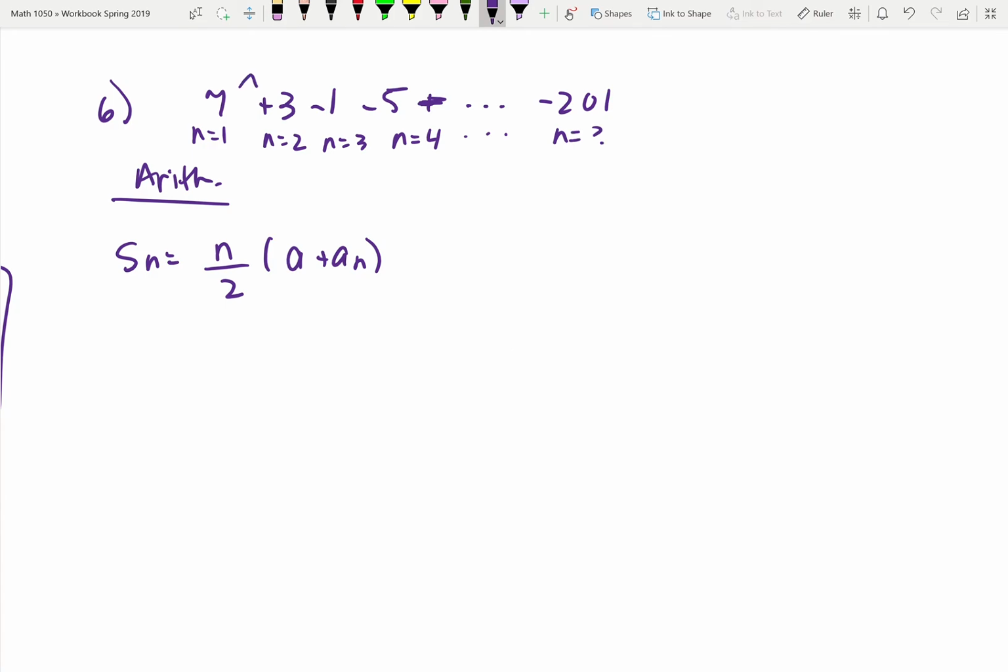As far as the difference goes, 7 minus 4 is 3. 3 minus 4 is a -1. Negative 1 minus 4 is a -5. So I know that my difference is -4. Okay? The problem is I don't know what n is. So the sum of I don't know how many terms is I don't know how many terms. A is the first term, which is a 7. A sub n is the last one, which is a -201. So that's a -201. Okay?